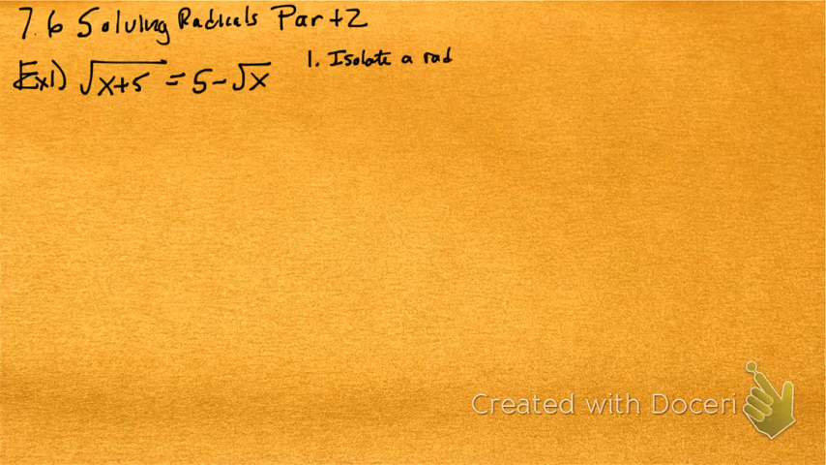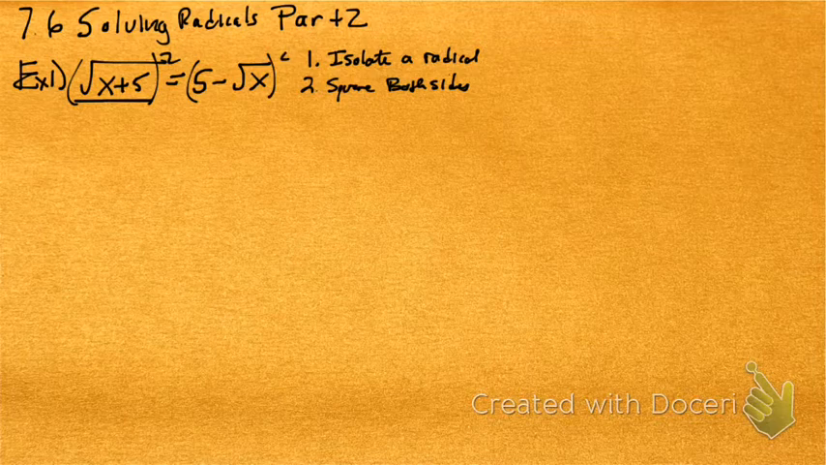It's really your choice which radical you isolate. In this example, I already have a radical isolated on the left side of the equation. It's the square root of x plus 5. I wouldn't want to go through the extra work of isolating the other one. So step 1 is already done. Step 2 is to square both sides to undo the radical.